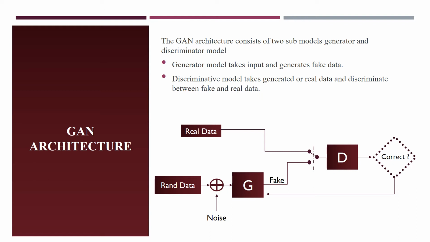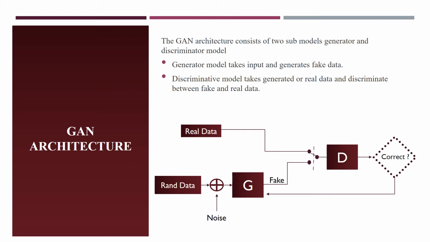GAN consists of two submodels: a generative model, which takes input and generates fake data, and a discriminative model, which takes generated and real data and discriminates between fake and real data. So how can we train GAN? This happens in two phases. In the first phase we train the discriminator and freeze the generator. In the second phase we train the generator and freeze the discriminator.